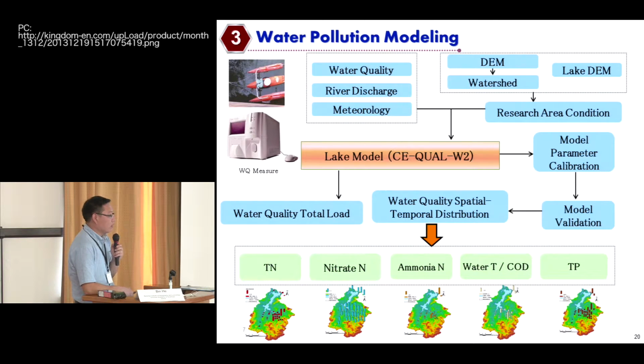So after we get data from the water quality monitoring, how can we use the data? We are now using the lake model and also the basin model to predict the water pollution at the lake and also the basin scale. So the main purpose is to generally use the CE-QUAL-W2 model, and we also get the water quality, river discharge, and climate data for the whole basin, and calculate the nitrogen, nitrate, ammonia, and also temperature for the whole basin and also the lake water.